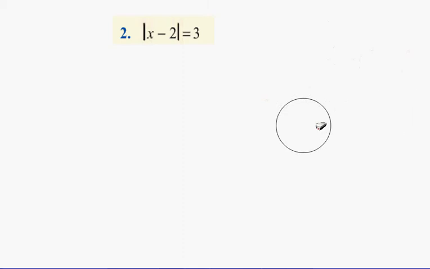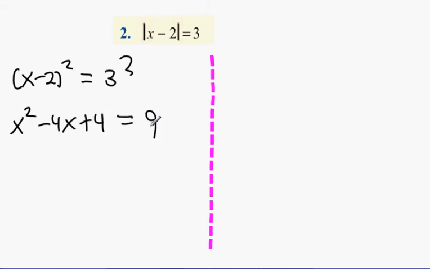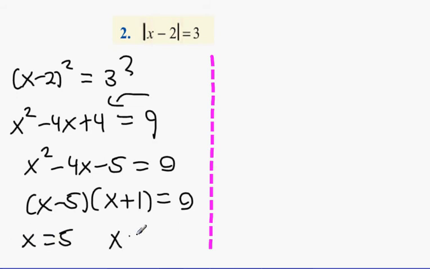Now, I'm going to show you two ways of doing this. There's one way I really favour, but the other way, it's good to know. Anyway, so the first way I'm going to show you is squaring both sides. If I square both sides, I get x minus 2 squared equals 3 squared. I'm going to get x squared minus 4x plus 4 equals 9. I'm going to bring over that 9. X squared minus 4x minus 5 equals 0. Then I'm going to get x minus 5, x plus 1 equals 0, x equals 5, or x equals minus 1.